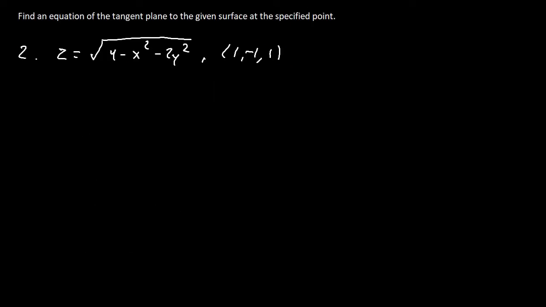So for number 2, we have z equals the square root of 4 minus x squared minus 2y squared, and the specified point is 1, negative 1, 1. So that is obviously going to be the x0, y0, and z0. And so once again, let's go ahead and first find f sub x, or the partial derivative of the function with respect to x, evaluated at x0, y0. So in this case, x0 is obviously 1, and y0 is negative 1.